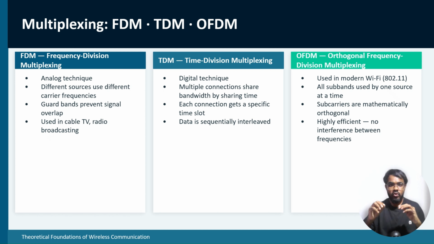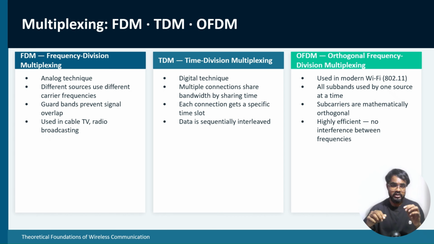Finally, we have OFDM, or orthogonal frequency division multiplexing. This is heavily used in modern wireless LANs. It is similar to FDM but with a major difference: all the subbands are used by a single source at a given time.